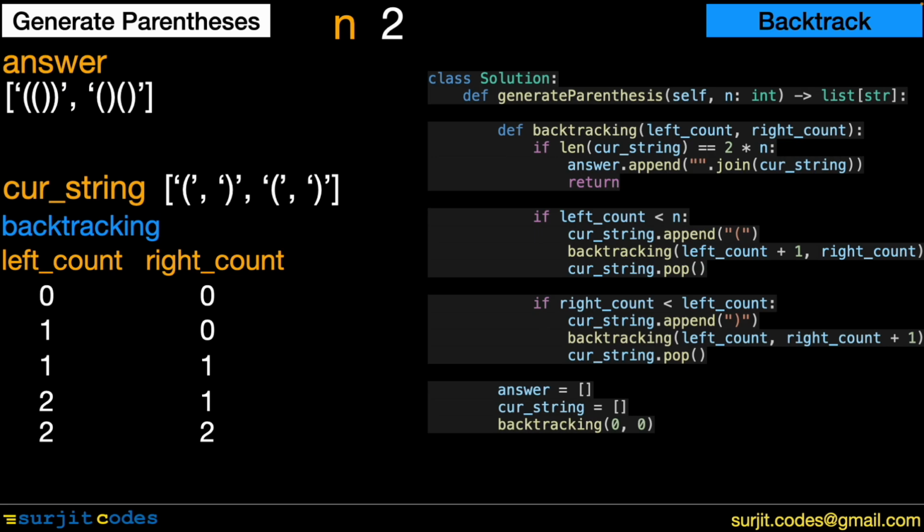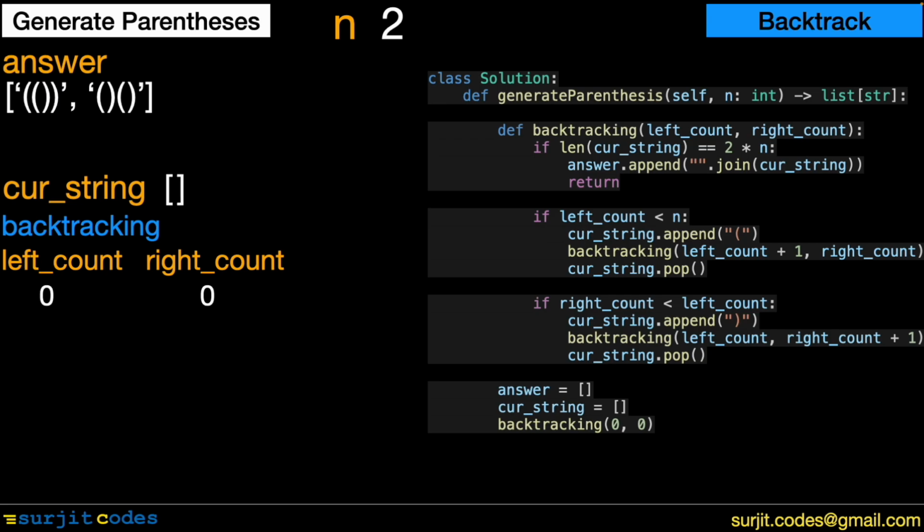We make another entry in answer. This call ends. We pop out from current string and another call ends. Next, we pop out the left parenthesis. We skip the next if because right count is not less than left count, and this call also ends. We make another pop out and this call also ends.